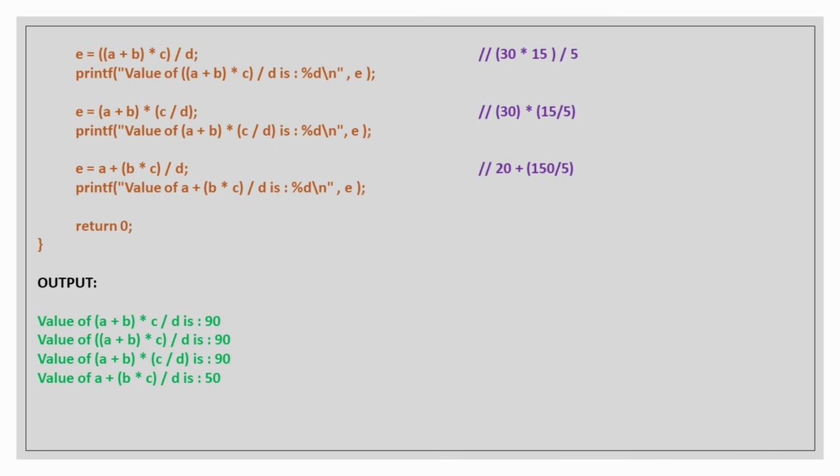Let's see another example in the same code. E equal to bracket a plus b into c whole bracket by d. Here there are two brackets, so we consider the brackets first from left to right priority. We first evaluate the inner bracket, that is a plus b, that is 30, into c, that is the outer bracket, then c by 5, that is d, and it gives the answer as 90 because e is of integer data type. The same is followed for the other two expressions.